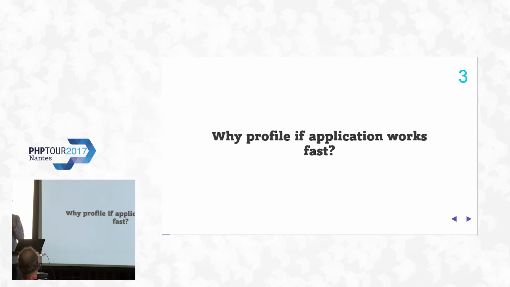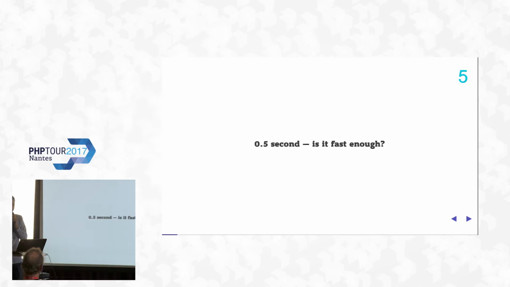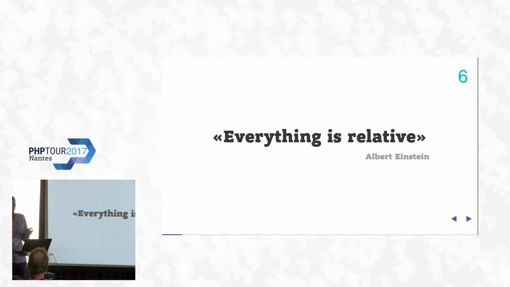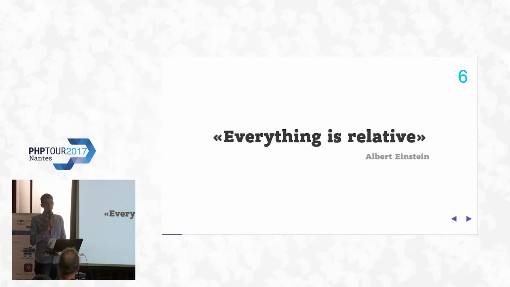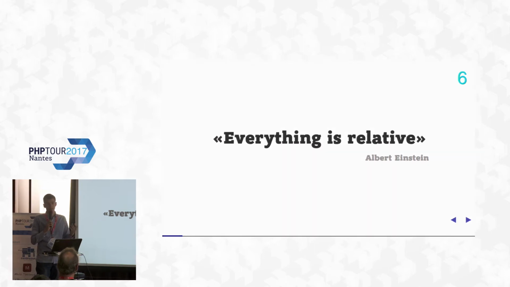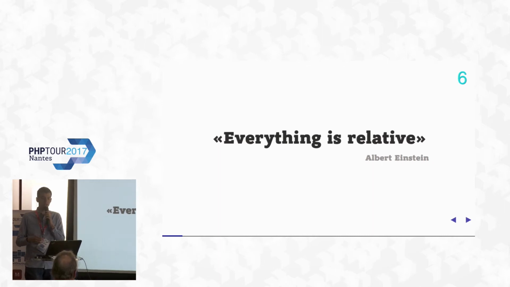Every time it comes to discussing profiling, the first question that occurs is: why profile if the application works fast? But then the word fast is quite unsure, because fast, how fast? Half a second, is it fast enough? Probably yes, probably not. Albert Einstein said that everything is relative, and in this case I absolutely agree with him, because the speed of your application depends not on some constants but on trends, on expectations, on business requirements, and everyone decides for himself which is fast enough and which is not.